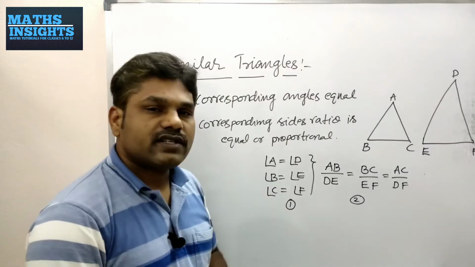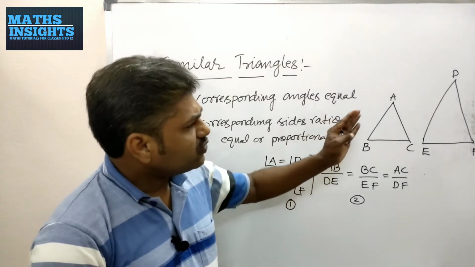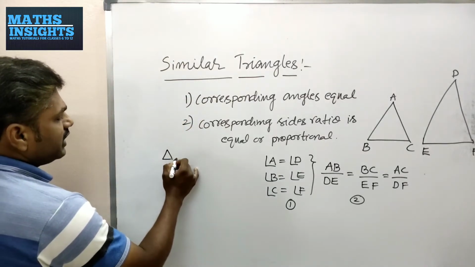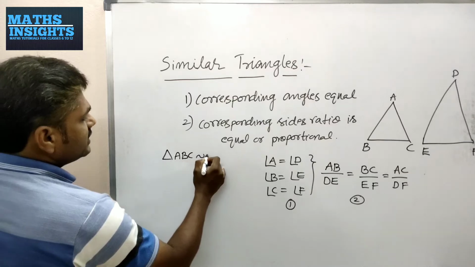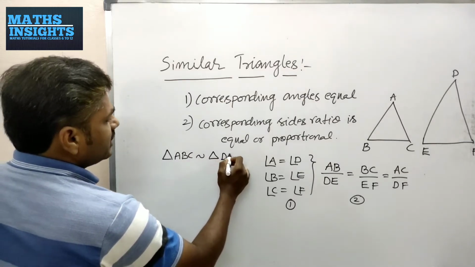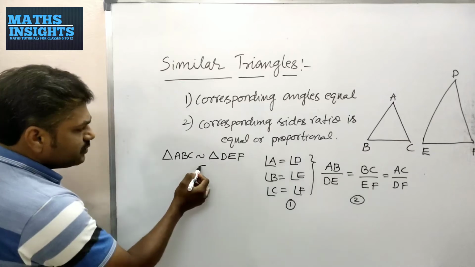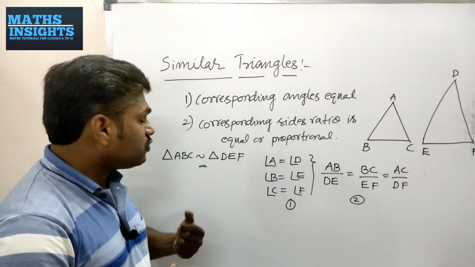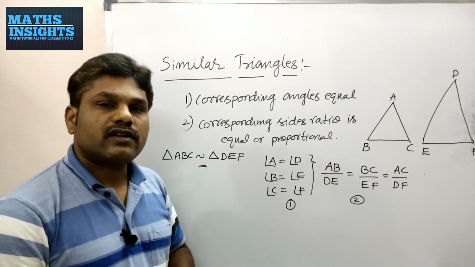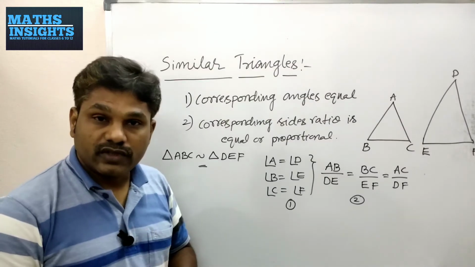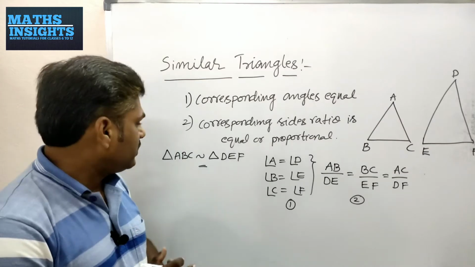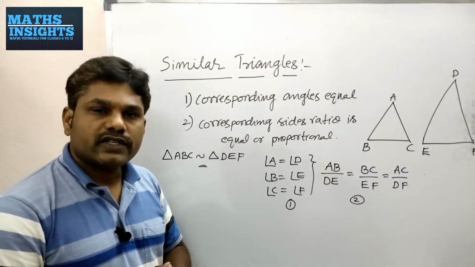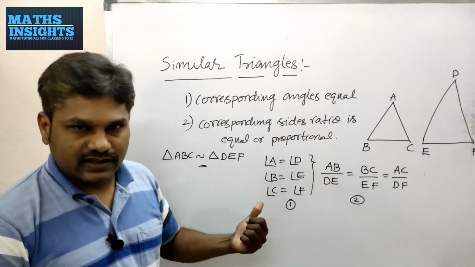If these two conditions are satisfied, then these two triangles are said to be similar, and we will write that triangle ABC is similar to triangle DEF. This symbol is used to show that two triangles are similar. Not only two triangles, whatever the geometrical figures, shapes, or objects are similar, then we will put this symbol between those objects or shapes or triangles.